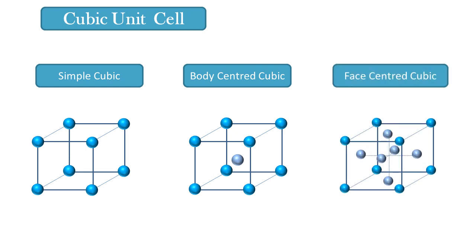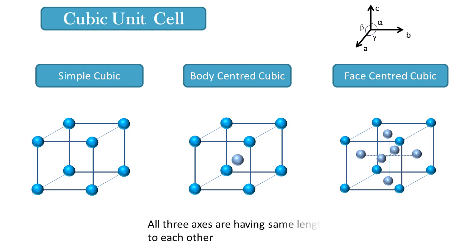Before we learn more about these types, let's see the terminology of the axial spacing and the angle between them. The lengths along x, y and z axis are denoted by b, c and a, whereas the angle between x and y axis is alpha, the angle between y and z axis is beta, and the angle between x and z axis is gamma. So in this type of crystal system, all the axes have the same length, that is a = b = c, and the angle between each axis is 90 degrees, hence all are perpendicular to each other.